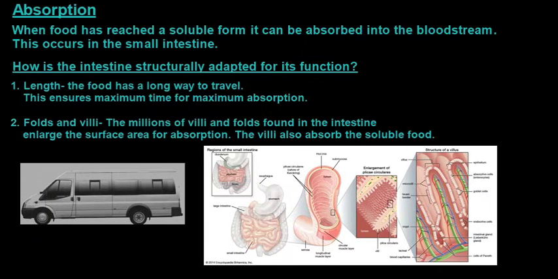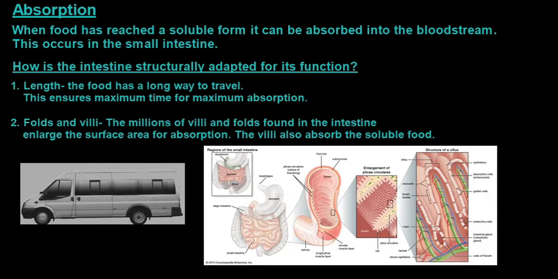Now, let's look at the process of absorption. So we've done digestion. So absorption, now we've digested this food. How do we use it? How does our body get these nutrients and distribute them around so that every part of the body has nutrients to use? So when food has reached a soluble form, it can be absorbed into the bloodstream.